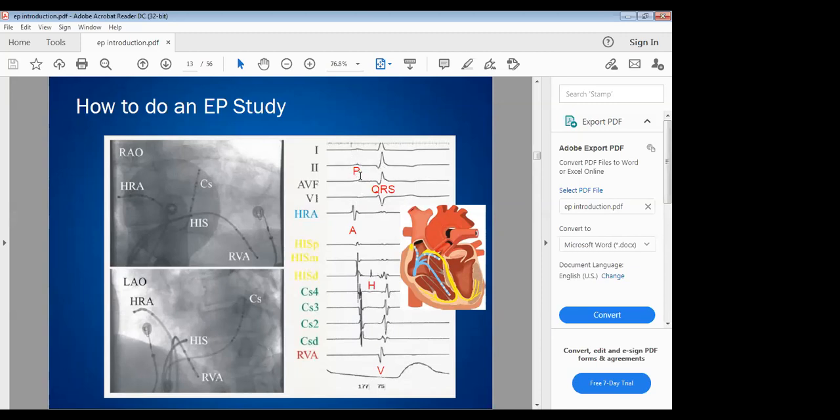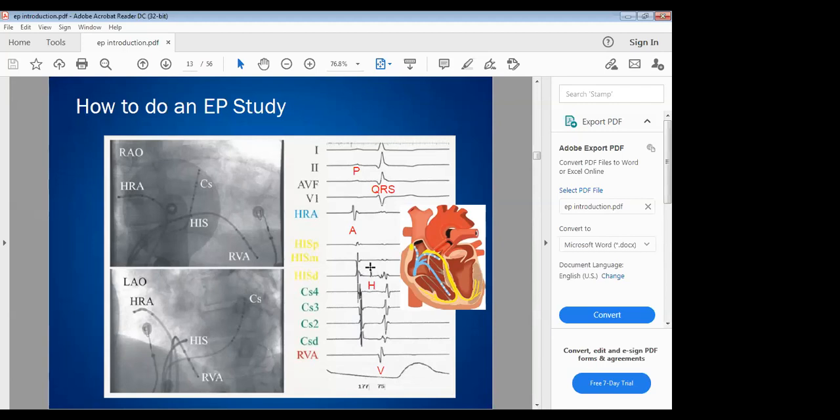So the P wave corresponds straight. You just trace it down. You know that whatever I'm seeing here is atrial activity. And if you see the QRS complex, that means whatever I'm seeing should be what? Ventricular activity. And in between will be the His bundle activity.